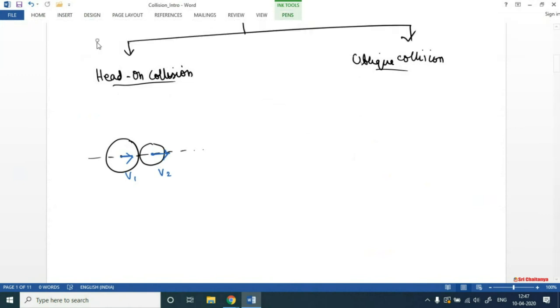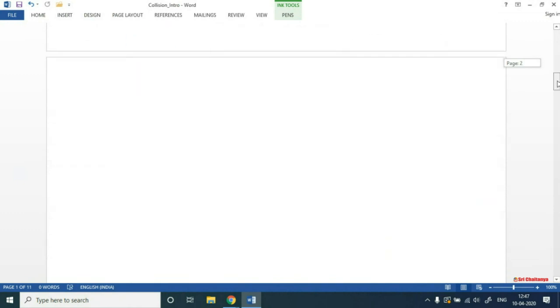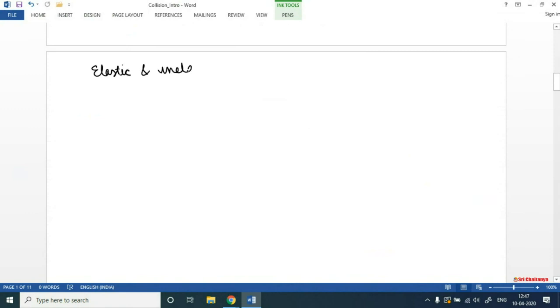And if it is not along the line of impact, for example, this is the line of impact and the velocity of the colliding body is something like this, then this would be an example of oblique collision. We will discuss both types of collision separately. Before that, let's discuss one more important aspect of collision, and that is known as elastic and inelastic collision.